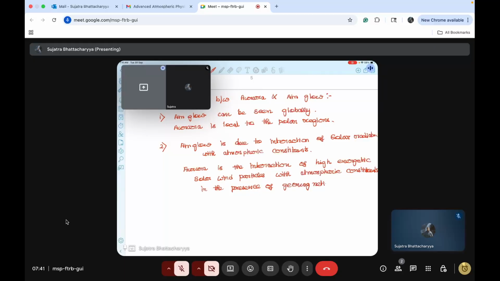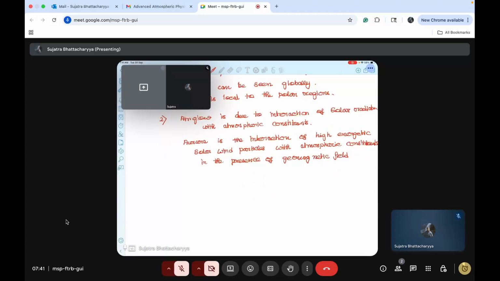This is very important. One is happening due to the solar radiation, particularly due to the photons or any other atoms which are colliding, and that creates an airglow. But aurora is the interaction of the solar wind particles and the atmospheric constituents in the presence of the magnetic field lines. Okay, so this is another difference.